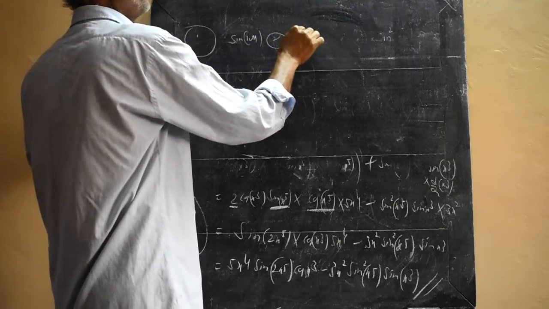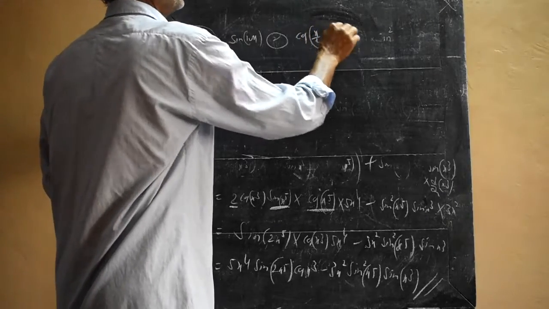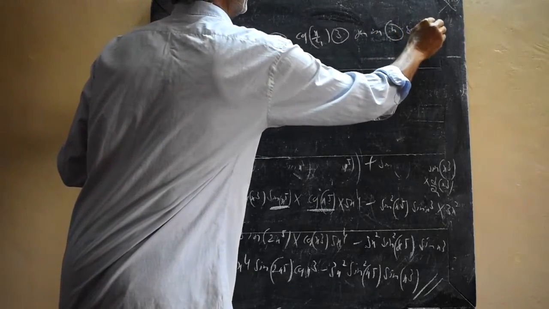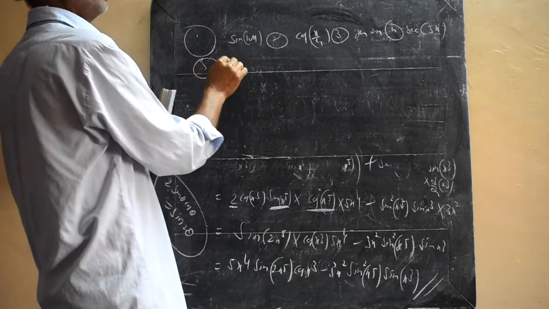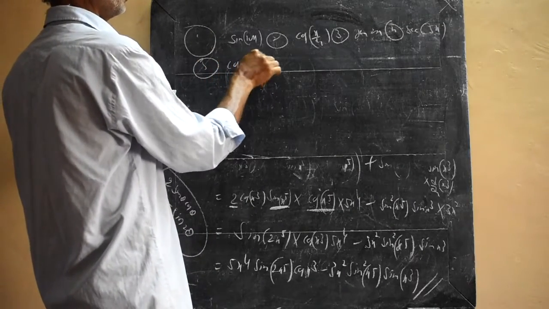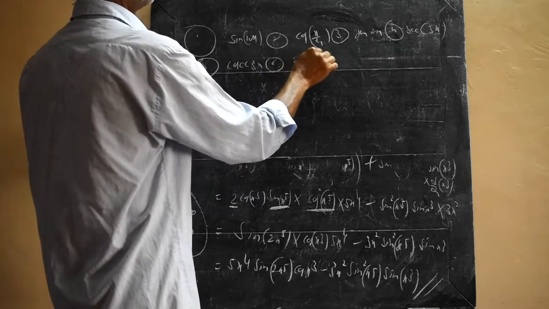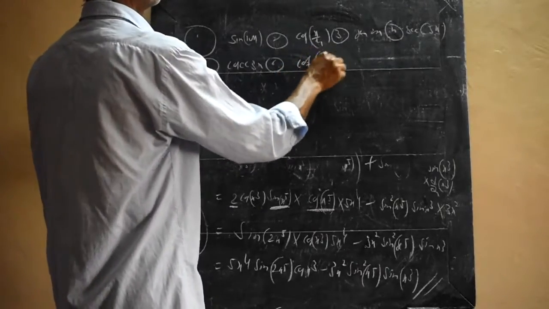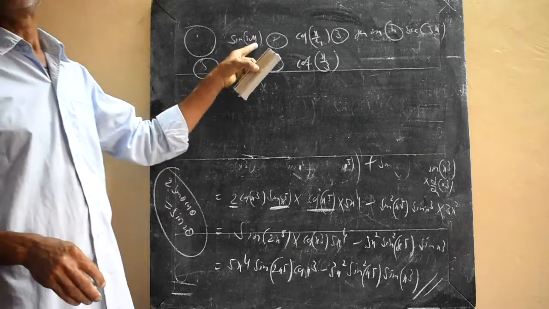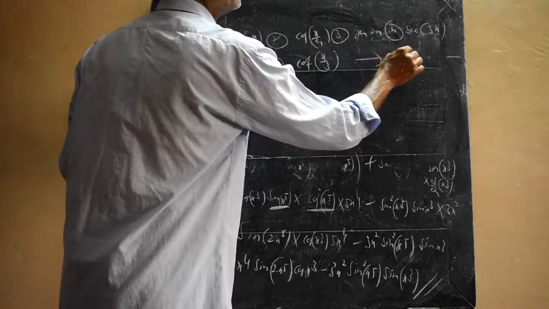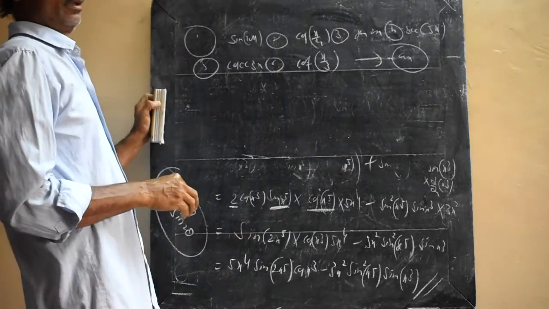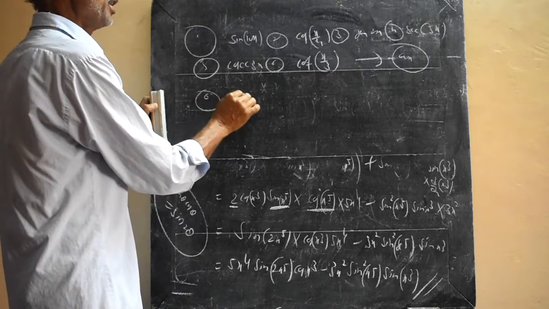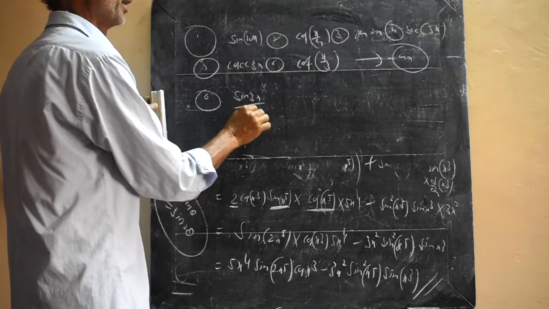Second one, cos x by 4. Third one, tan 2x. Fourth one is sec 5x. Fifth one is cosec 3x. Sixth one is cot x by 3. All are AX category formulas.